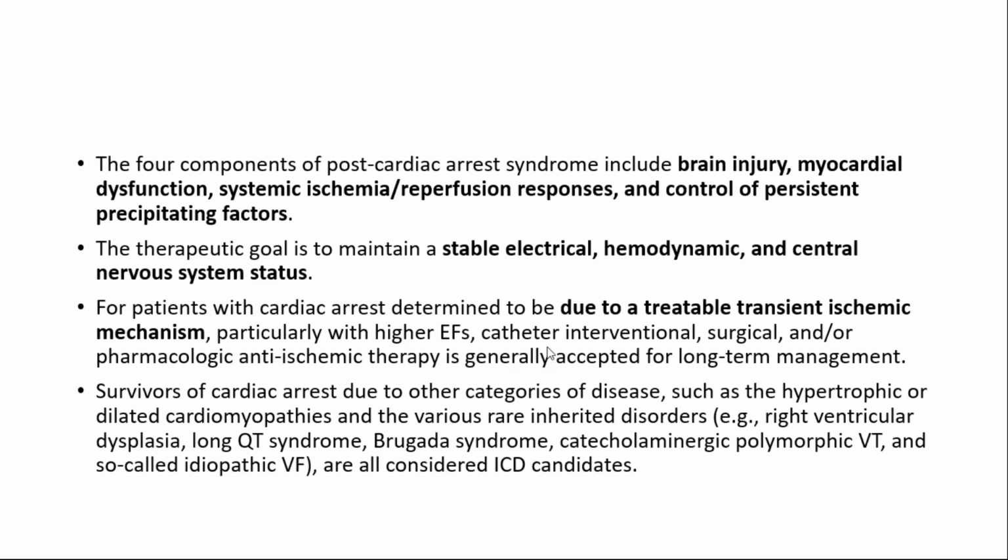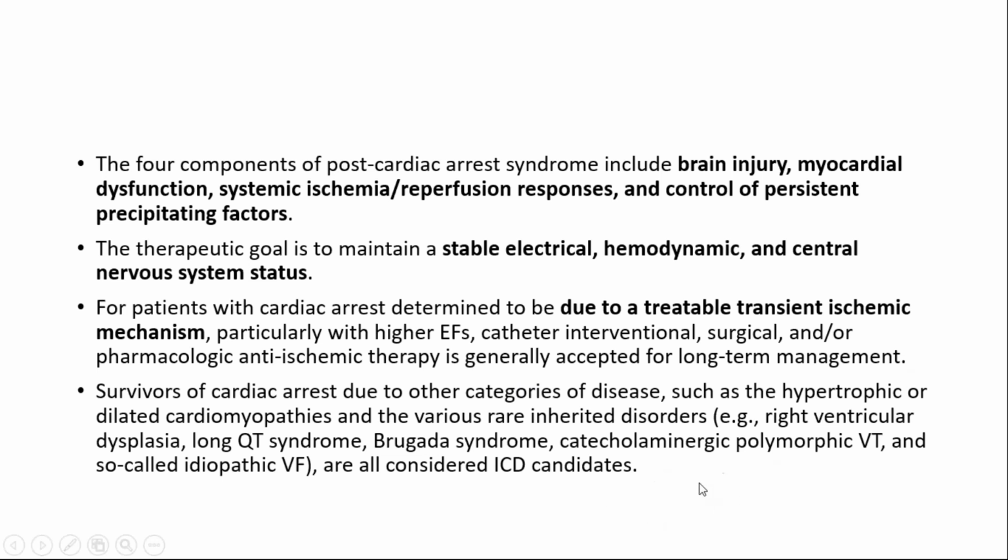For a patient with cardiac arrest determined to be due to a treatable transient ischemic mechanism, particularly with higher ejection fractions, catheter interventional, surgical, or pharmacological anti-ischemic therapy is generally acceptable for long-term management. But patients who have survived cardiac arrest due to other categories of disease, such as hypertrophic cardiomyopathy or dilated cardiomyopathies, or various inherited disorders like right ventricular dysplasia, long QT syndrome, and Brugada syndrome, should be considered for ICDs, so as to prevent further cardiac arrest.